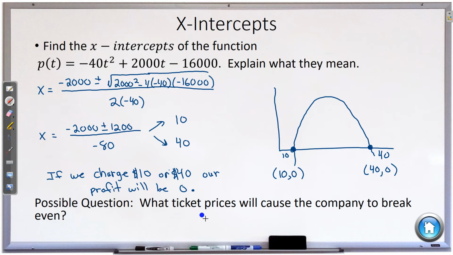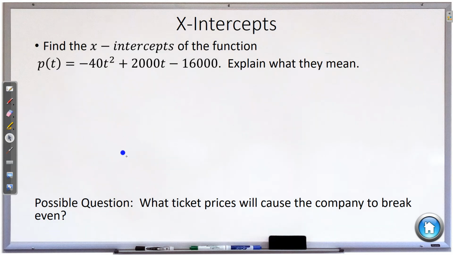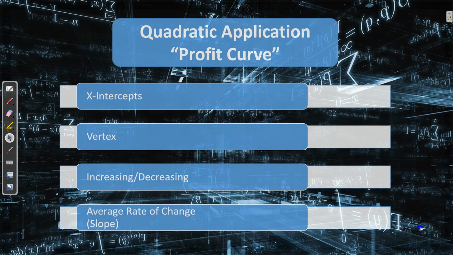And so one way this question could be asked is, what ticket prices will cause the company to break even? That would mean that the profit is equal to 0, and you need to find your x-intercepts. So again, we're not losing money, but we are breaking even if we charge $10 or $40. All right, so those are our x-intercepts and what they mean in the context of this problem. Let's go on to the next one.